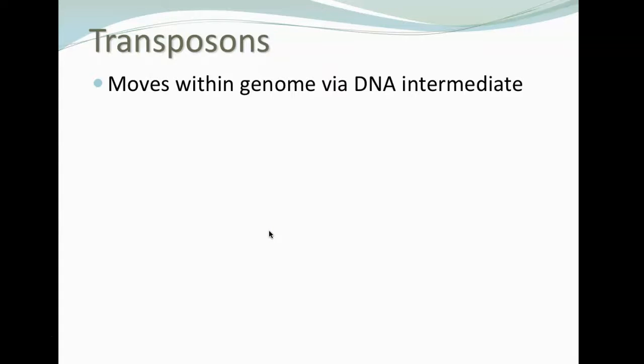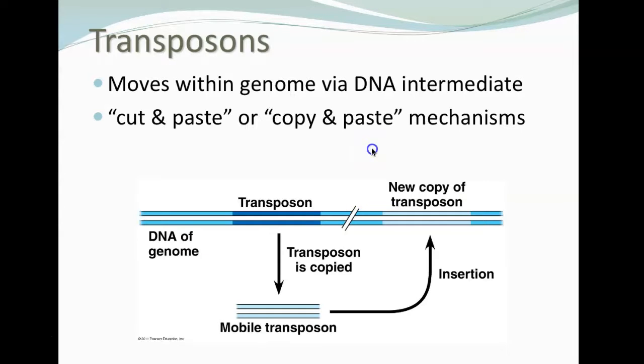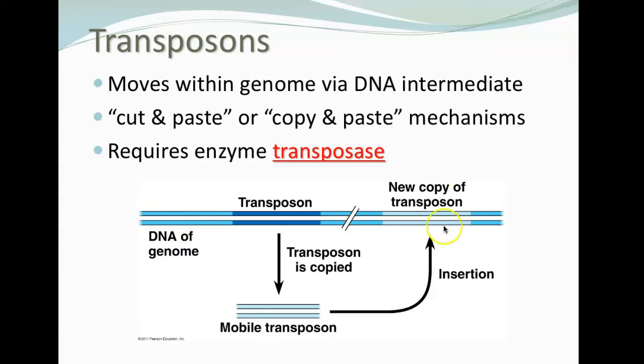So I'm flipping the page. Transposons and retrotransposons. So transposons can move within a genome via a DNA intermediate. And so what I want you to think about with transposons is it is either a cut and paste or a copy and paste mechanism that requires an enzyme called transposase. So here's a stretch of DNA. A transposon is just a segment of DNA that either gets cut and inserted into a different location, or it gets copied and inserted into a different location.